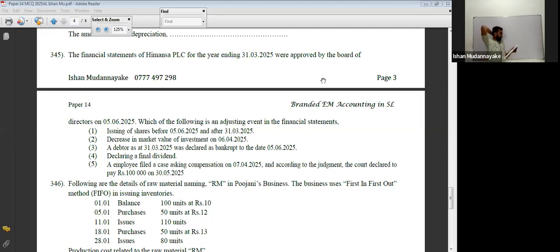See, a debtor as at 31st March 25 was declared bankrupt. Yes, we need to adjust. The third one we need to adjust. Fourth one, declaring final dividend, no need to adjust.